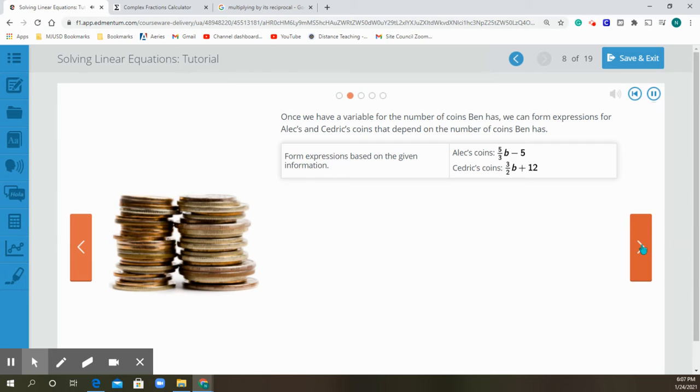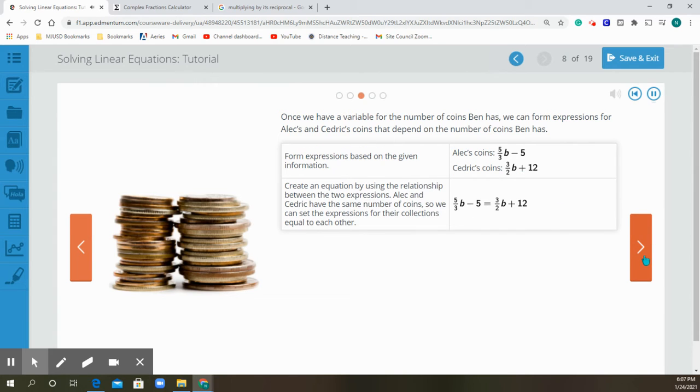Form expressions based on the given information. Alec's coins, 5/3 B minus 5. Cedric's coins, 3/2 B plus 12. Create an equation by using the relationship between the two expressions. Alec and Cedric have the same number of coins, so we can set the expressions for their collections equal to each other. 5/3 B minus 5 equals 3/2 B plus 12.